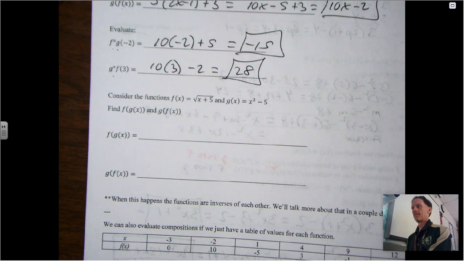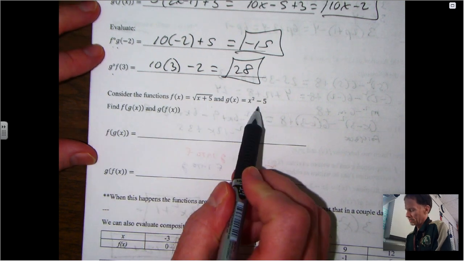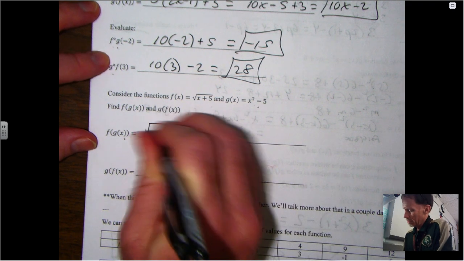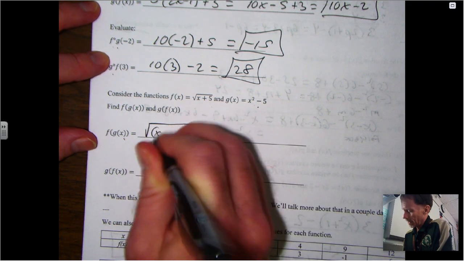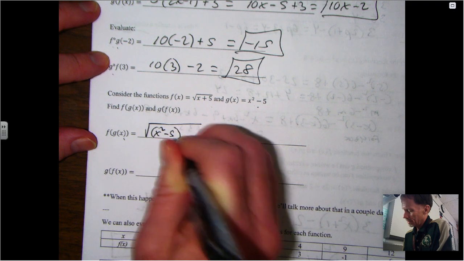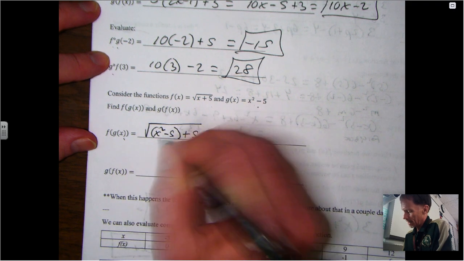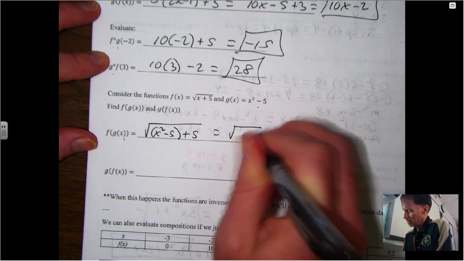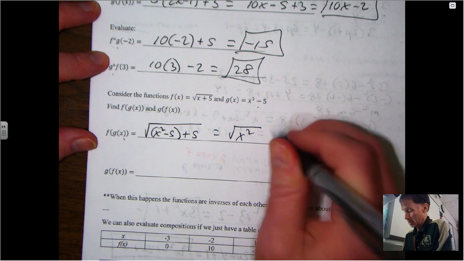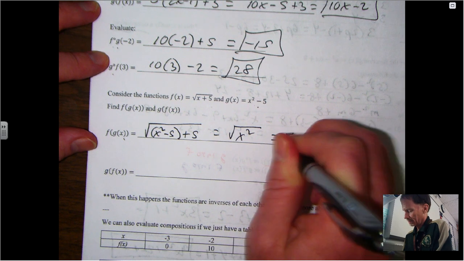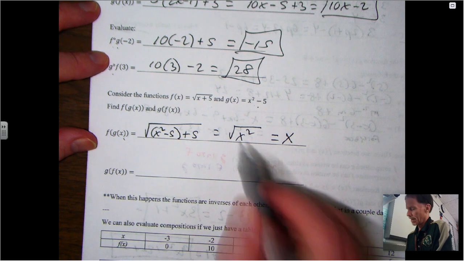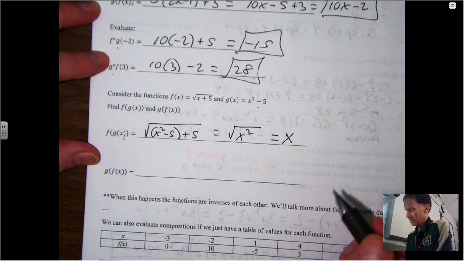And the last one, something kind of interesting happens on the last example. So again, we have our two functions. f at g, so I'm putting g into f. So the square root of x squared minus 5 plus 5. Remember, everything is inside the radical in this case. Now the 5's cancel out, so we just have the square root of x squared, which is just x. That's all that's left over, because again, square root of x squared, they kind of cancel each other out.